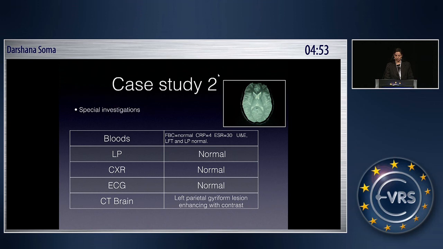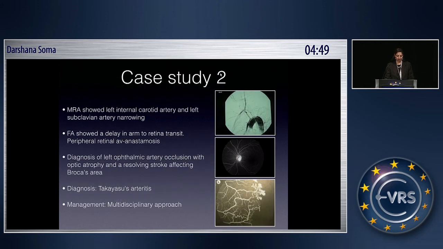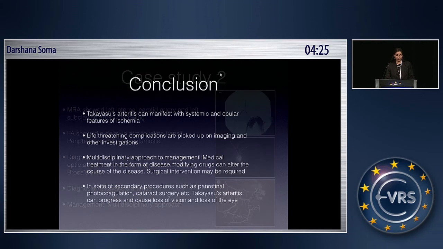The CT scan showed a left parietal gyriform lesion enhancing with contrast. The MRA showed a left internal carotid artery and left subclavian artery narrowing, which you can see in the first picture quite nicely. And the fluorescein angiogram showed a delay in arm to retina transit time with peripheral retinal AV anastomosis, as we can see on the third picture at the bottom. So the diagnosis of Takayasu arteritis was made, and the management was a multidisciplinary approach.